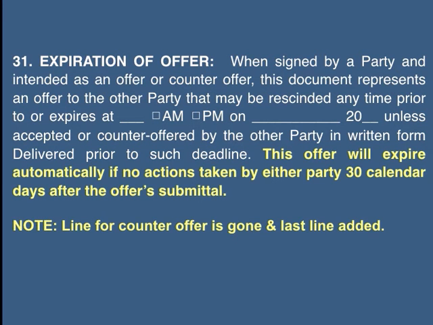31. Expiration of offer. When signed by a party and intended as an offer or counteroffer, this document represents an offer to the other party that may be rescinded any time prior to, and you put a date and time, unless accepted or counteroffered by the other party in written form delivered prior to such deadline. You need to put a deadline in here. So for some people who don't put deadlines, the South Carolina Association has added a line here. This offer will expire automatically if no actions are taken by either party 30 calendar days after the offer is submitted.